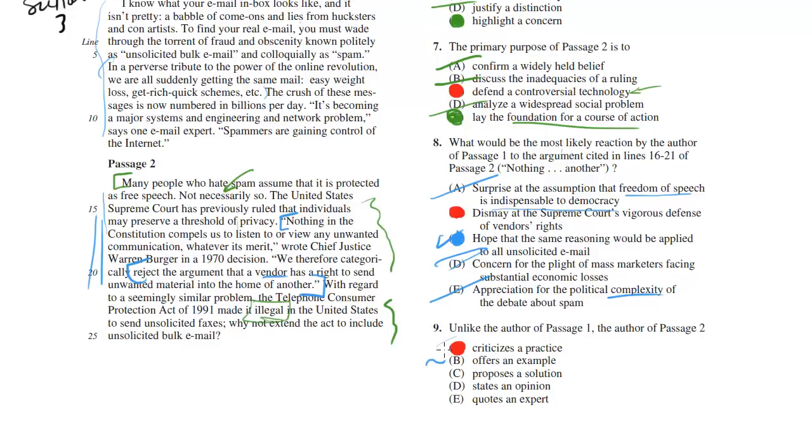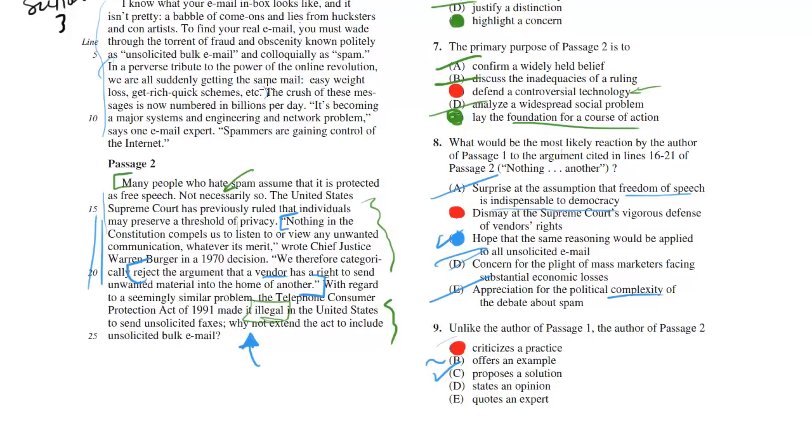I guess spam. Proposes a solution. Well, does 2 propose a solution? Yeah, it does, right? In the end. Why not extend this act to include unsolicited bulk email? So there's your proposed solution. And notice that is directly stated in the passage. We didn't have to fluff that up. Whereas passage 1 does not offer any kind of solution. It just raises the issue, highlights the concern. It doesn't actually bring a solution. So C looks really good.